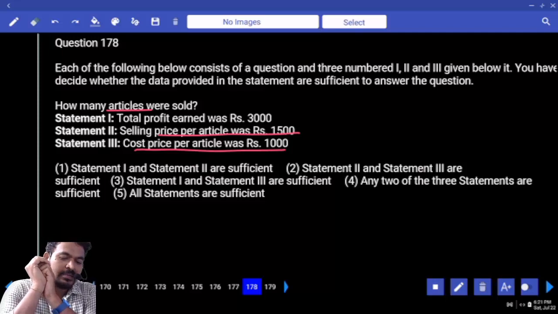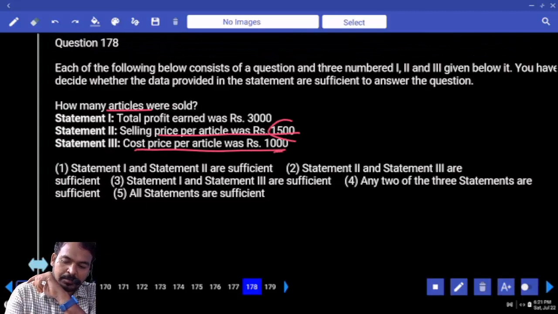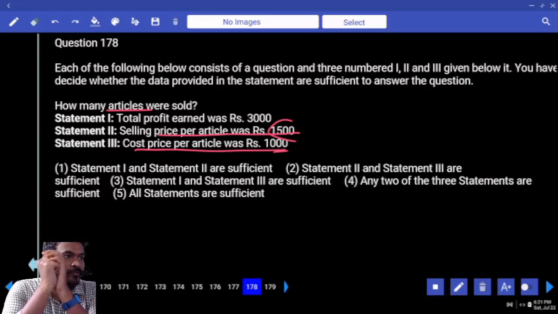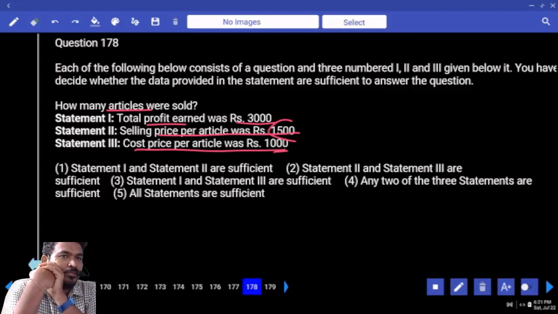In the second and third statements, we get the profit on each one. Selling price per article is 1500, cost price per article is 1000. What is the profit per article? 500. What is the total profit? 3000. How many articles? 6 articles. Then how many statements are we using? All 3. Then the answer: all the statements are sufficient.